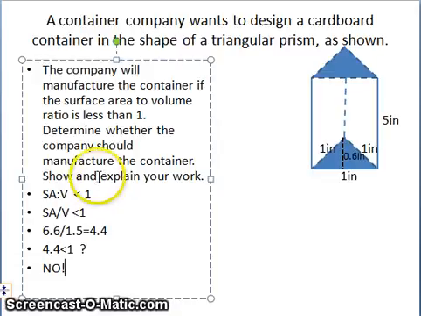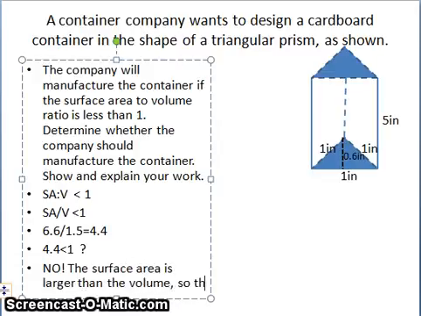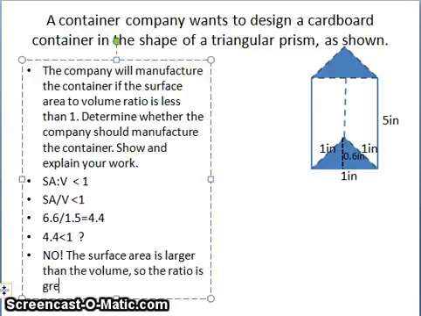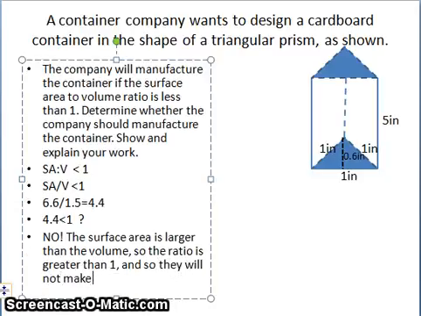Now, this one says show and explain your work. I have been talking, so I have verbally explained my work. What you could say, for example, is that the surface area is larger than the volume, so the ratio is greater than 1, and so they will not make this container. That would be a reasonable explanation of what I did here: since my surface area was divided by the volume and surface area was bigger, it ends up being greater than 1, so they are not going to make it.